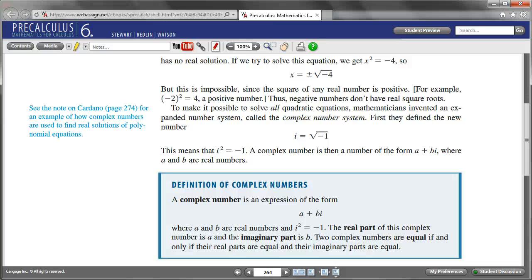Here in a plus bi, the a is called the real part of this complex number, and b is called the imaginary part. Both a and b are real, so even though this term says imaginary part, b is not imaginary. It's a real number. The imaginary part of a complex number is actually a real number, same as the real part.